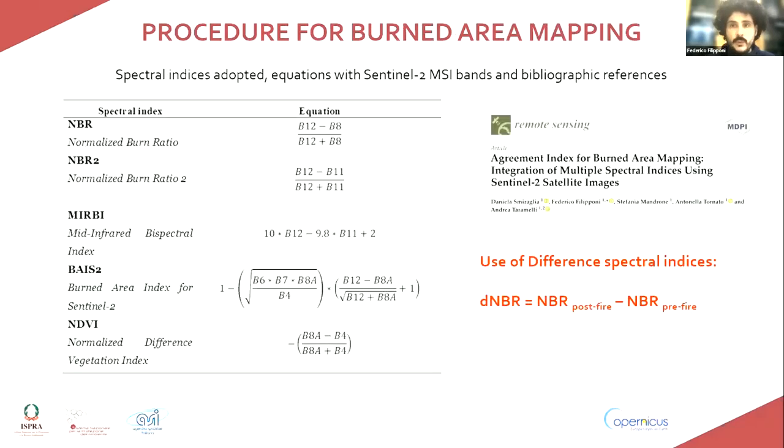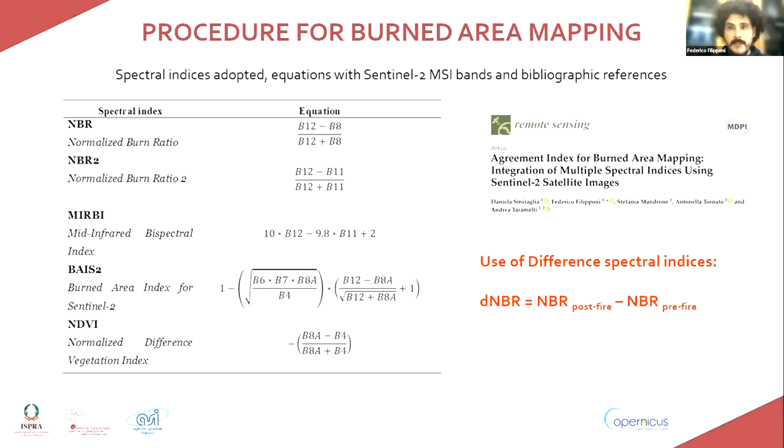So the procedure that we have developed is based on the bitemporal analysis, so it's actually a change detection, and is based on different spectral indices. In this case, we have used 5 different indices. To use the bitemporal approach, there is the need to compute the difference between a spectral index computed for the post-fire event minus the same spectral index computed for the pre-fire event.